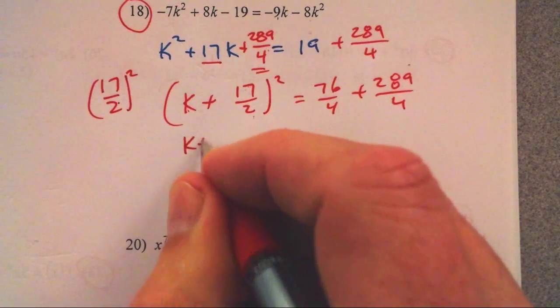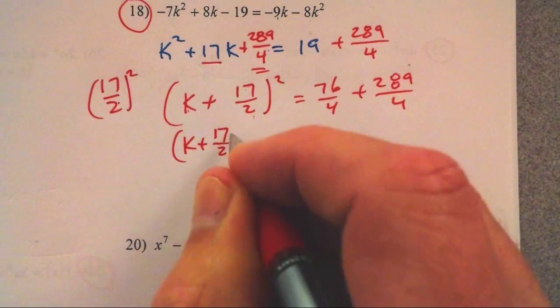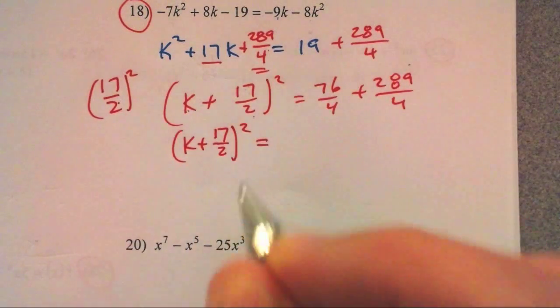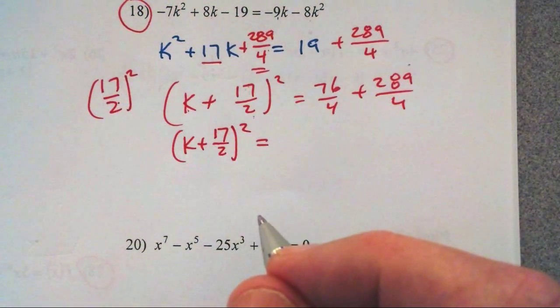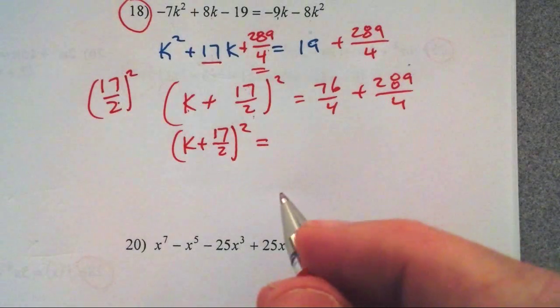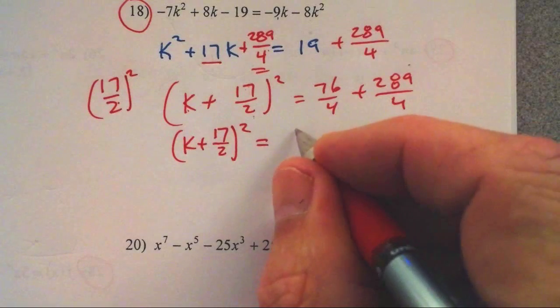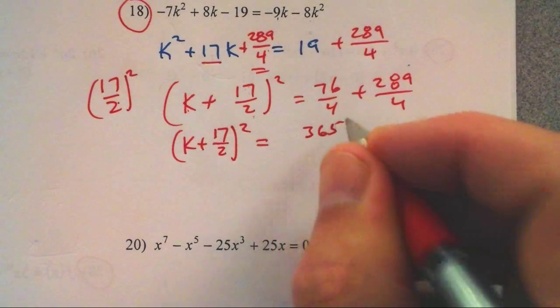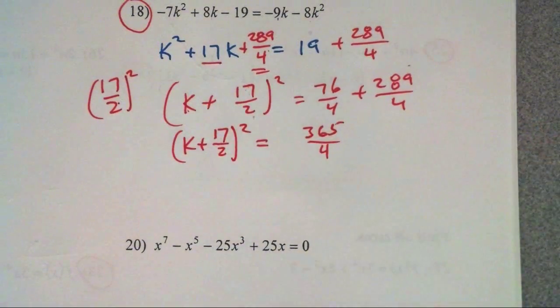So I have (k + 17/2)² = 76 + 289/4, which is 365/4. Does that look right? Okay.